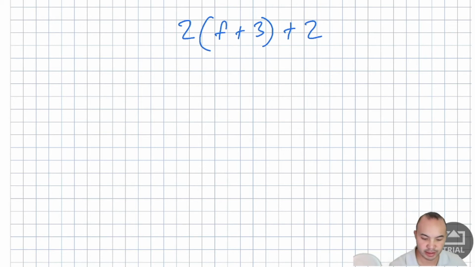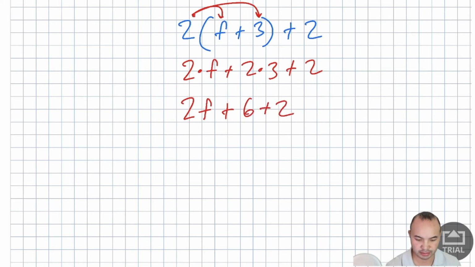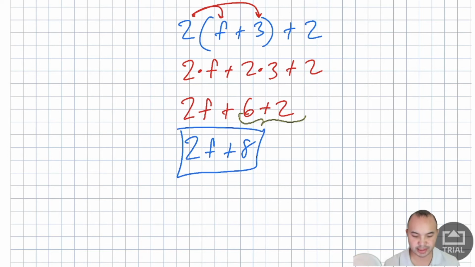What you can do though is go ahead and distribute. This 2 next to it means it's multiplied. So you multiply 2 times F plus 2 times 3. And then the plus 2 just stays there. Now let's simplify this a little more. 2 times F is just 2F. 2 times 3 is 6, and then plus 2. And look at that, you have like terms, the 6 and the 2. So this is 2F plus 8. And so that's simplified. That's how you can get the variables outside of the parentheses.